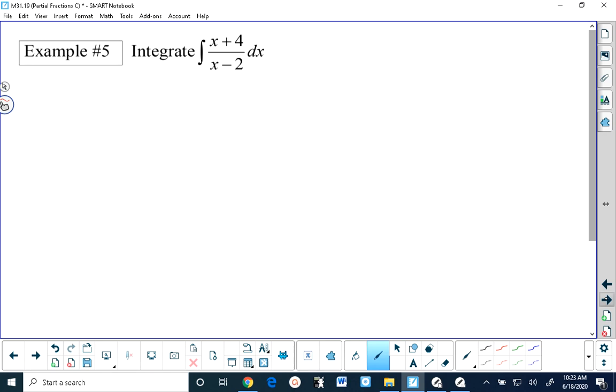And in example 5, the degree in the numerator is equal to the degree in the denominator. And when we get to example 6, the degree in the numerator is greater than the degree in the denominator. Essentially, the general starting point for these types of rational expressions is to rewrite them using long division.